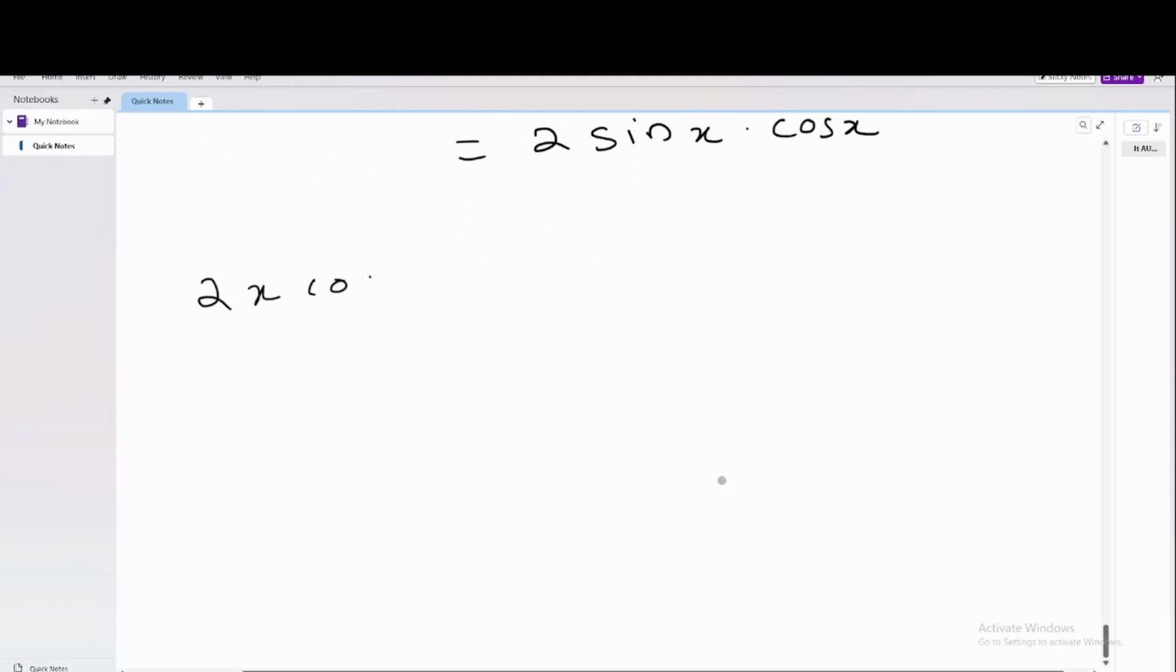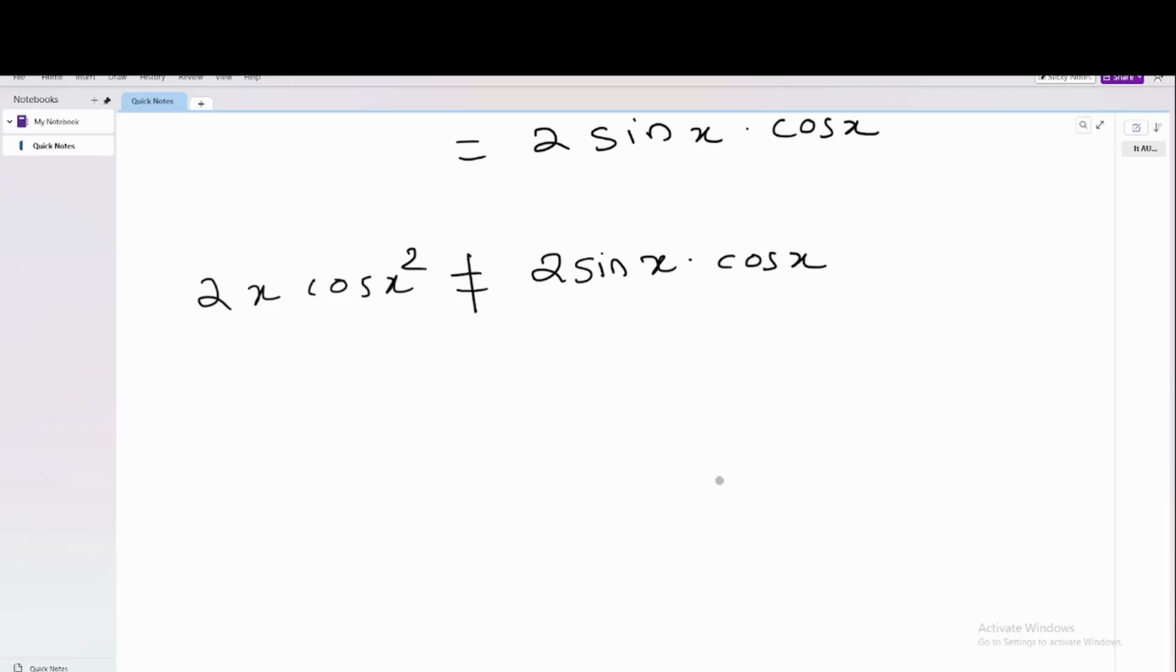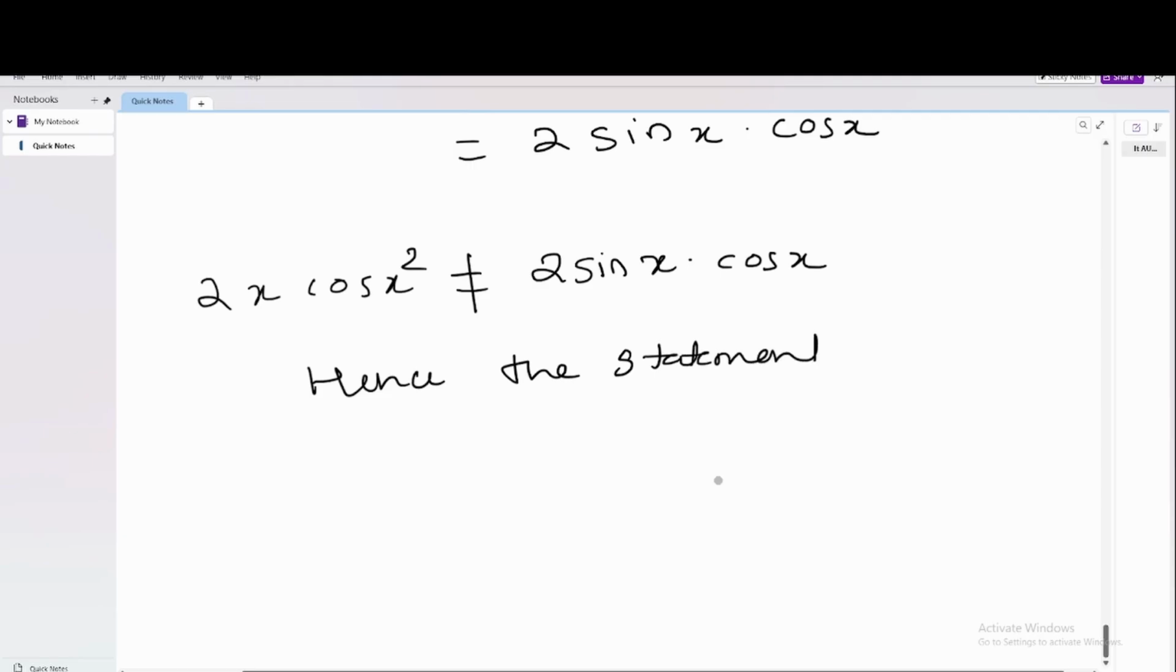2x into cos x square is not equal to 2x sin x into cos x. Hence, the statement is false.